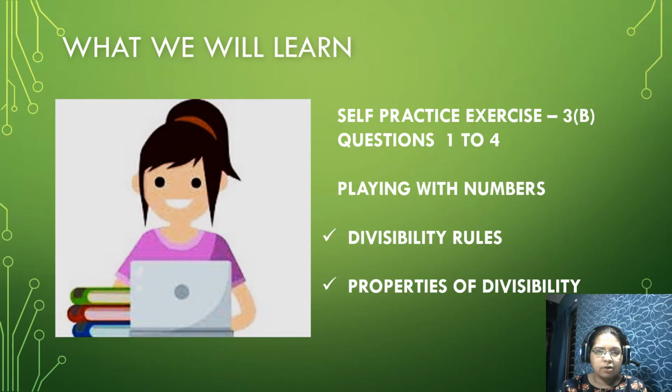What we will learn today? Today we will learn self-practice exercise questions. Self-practice exercise 3B, questions 1 to 8 of chapter Playing with Numbers, and topics are divisibility rules and properties of divisibility.